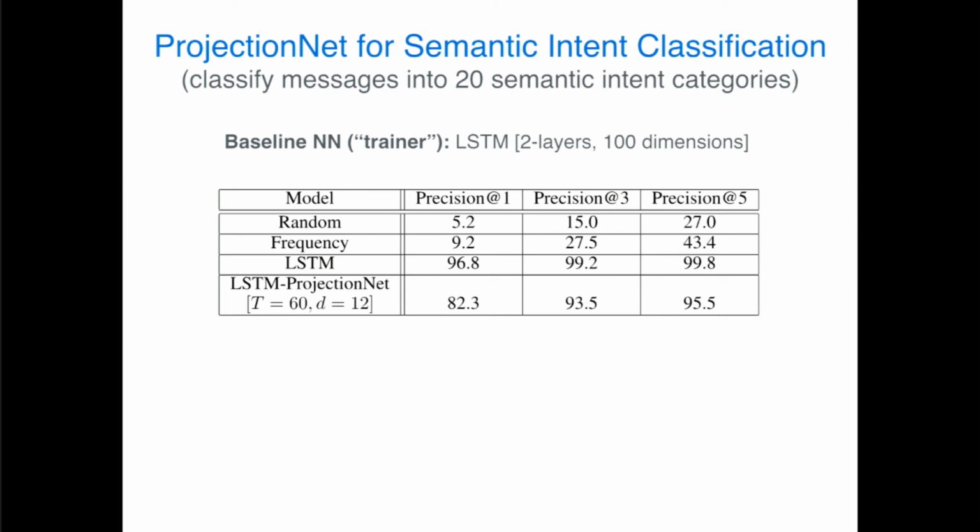We take a 2-layer LSTM, and with 100 dimensions, we get close to 97% precision. It's almost perfect, right? Now, you can get more than 80% of this performance just from training a projection net with 700-odd parameters. So this is several millions of parameters versus just hundreds of parameters. That's the compression that you can actually get.